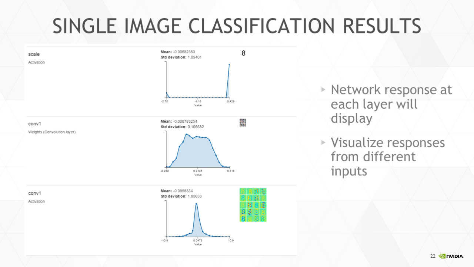So here are some sample image classification results. DIGITS will show you distribution information like the mean and standard deviation for each of your layer parameters, but it will also show you what your network responses are. It will also show you the weights for each of your convolutional layers, and then it'll also show you your activation. So you can view what the network response is from that input information.